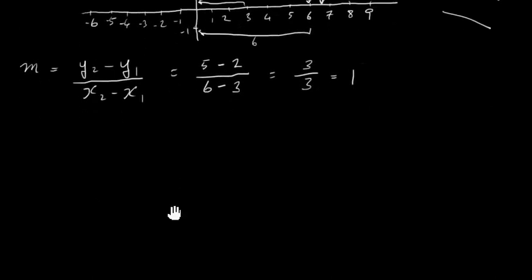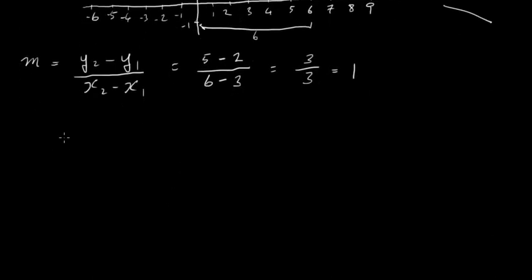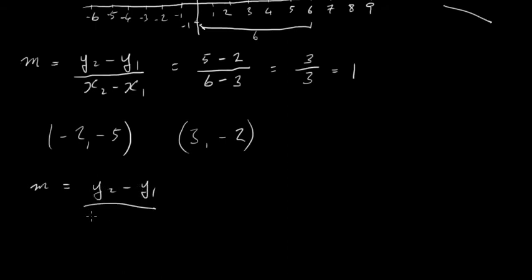I'll just pick 2 points at random. Let's say pick (-2, -5), and let's say (3, -2). We'll pick these 2 points. So these 2 points are on a particular line, and we're going to find the slope of the line that these 2 points are on. So we'll start with our formula. So our formula is m is equal to y2 minus y1 divided by x2 minus x1.